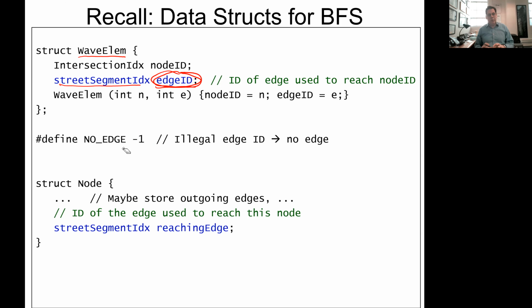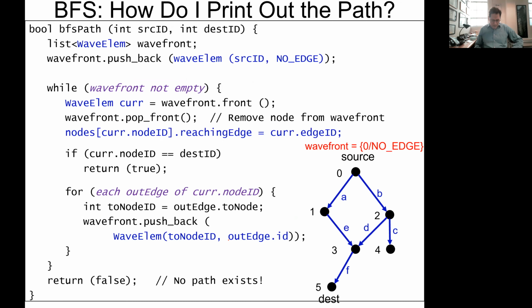Storing how I got to a node in the wavefront is necessary, but it's not enough. I also need to, once I pull something off the wavefront, process that node. I need to remember, how did I get to this node? So I have this struct node, and it's storing data at every single intersection. And I'm going to store what I'm going to call the reaching edge. It's also a street segment index. It's what edge did I use to reach this node? Okay, so I've got this new data. How do I use it?